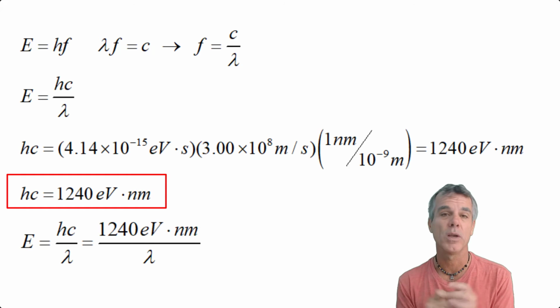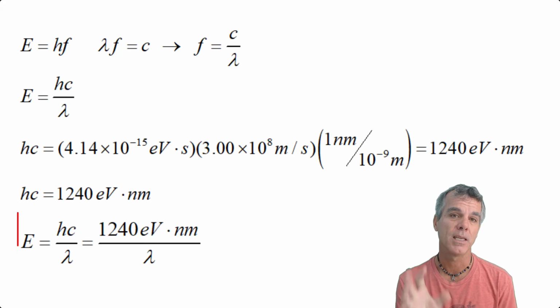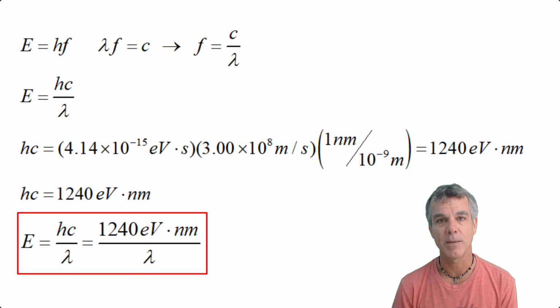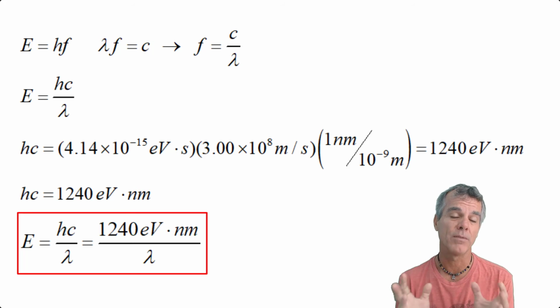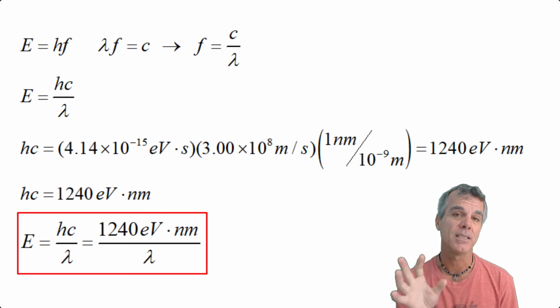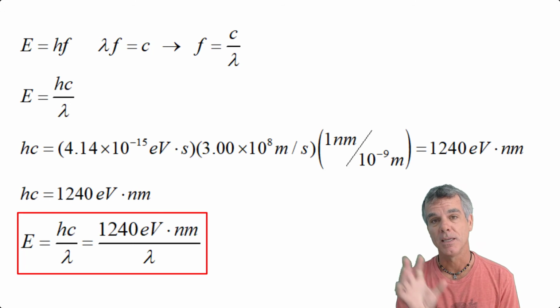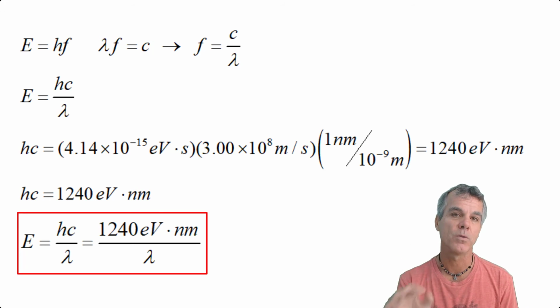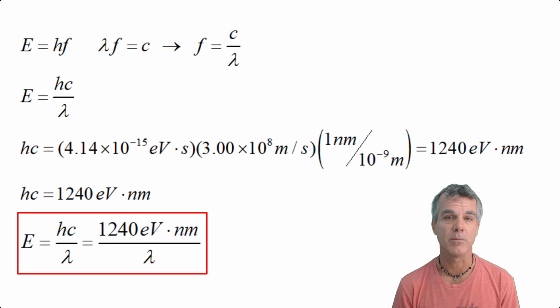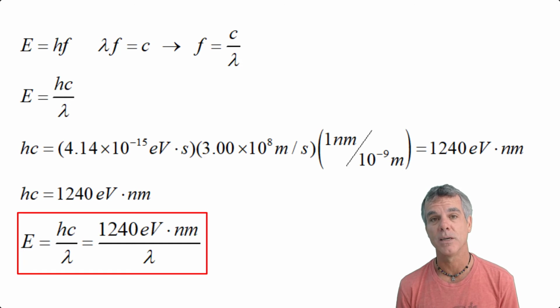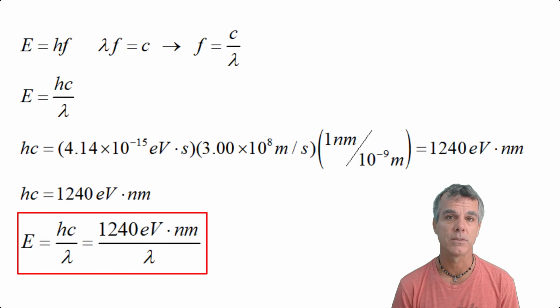So when using the equation for the energy of a photon, E equals hc divided by lambda, if I express lambda in nanometers, so the wavelength in nanometers, then the easiest way to get the energy of a photon is E equals 1240 electron volt nanometers divided by the wavelength in nanometers. And that will give you the photon energy in electron volts.